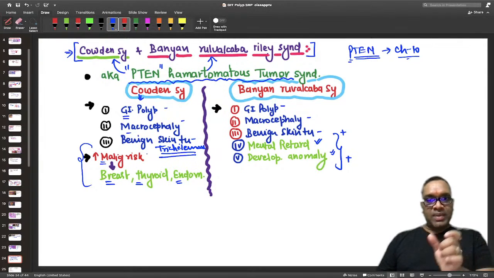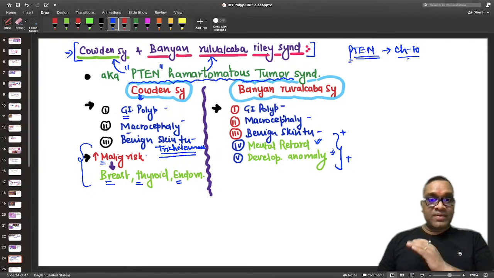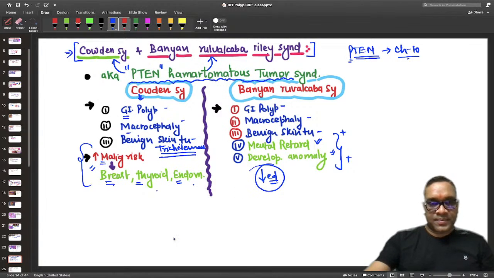So both Cowden and Benign-Ruvalcaba are a spectrum of the disorder, PTEN gene mutation, chromosome 10, GI polyp, macrocephaly, benign skin tumor in both of them, right? Benign-Ruvalcaba will be having more mental retardation and developmental anomalies. Cowden syndrome will be having more malignancy of the breast, thyroid, and endometrium, and here it will be very low chances of all these cancers, right?